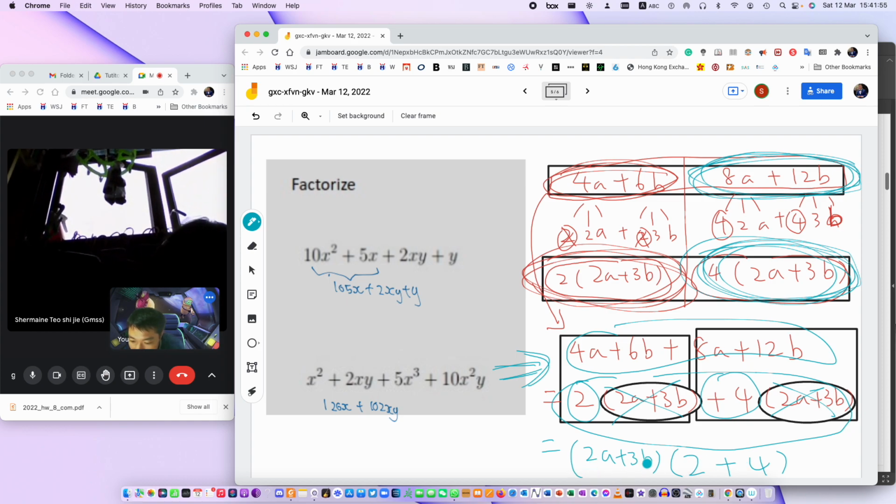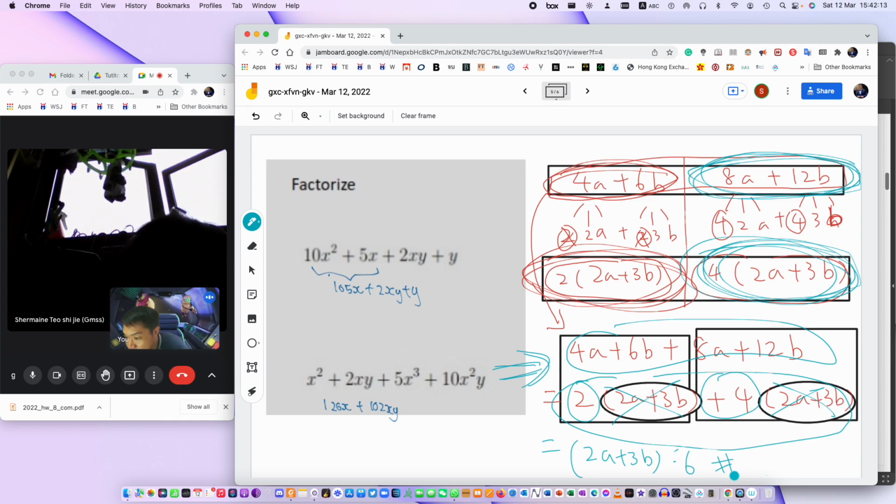So here you cannot simplify. 2a plus 3b, no chance to simplify. But 2 plus 4, you can simplify to 6. Does it make sense to you now? Yeah. That's it. Okay?